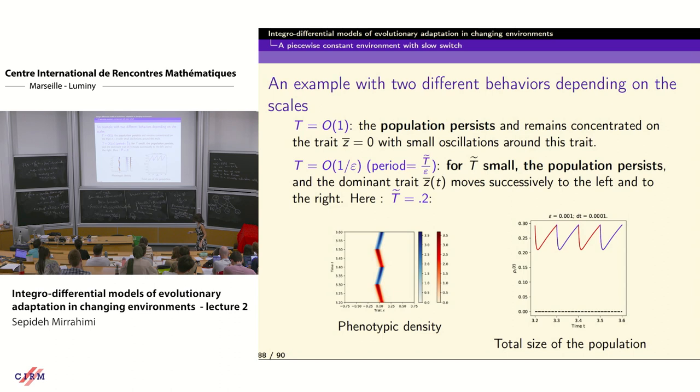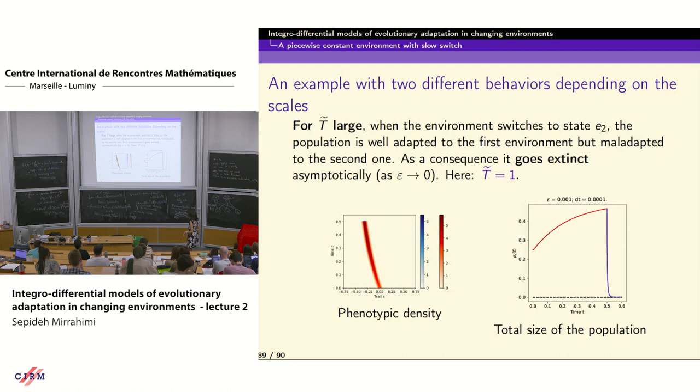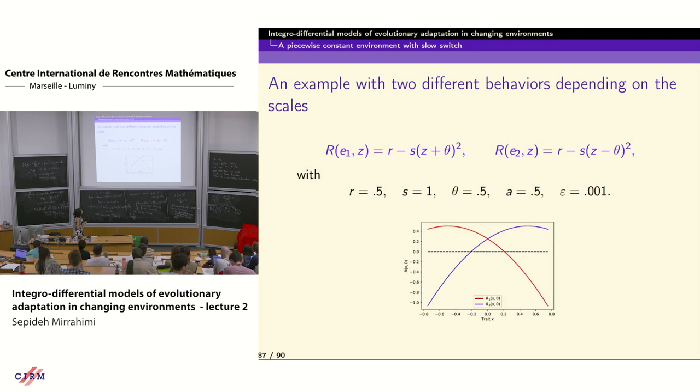But now if we take T tilde larger, then the population can remain for a long time in one of the states, and it can become more and more adapted to this environment. Let's say that at the beginning we are here, we remain for a long time in this environment, so we follow this gradient, and maybe we become very close to this optimal trait. But now we have a very bad growth rate in the second state, and we make the switch, and we see that this is not good. The population cannot survive, and it will go extinct.